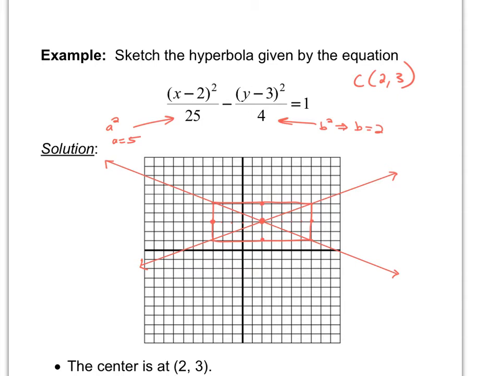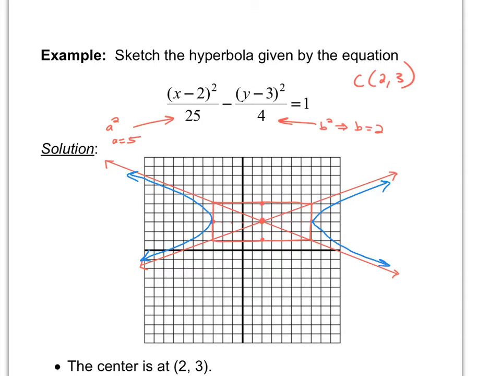Now remember that we had said that if the x is listed first, my hyperbola opens left and right. So we'll draw that branch to the right. It's going to hug the asymptote, and then we'll do the same thing. We'll draw the branch that goes off to the left, and again it hugs the asymptote. The asymptote helps determine how pointed or how flat the branches are.